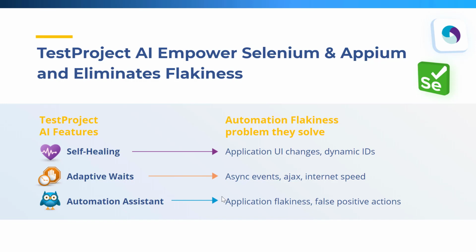For false positive, TestProject has the automation assistant that'll analyze each of your tests and detect when the action didn't reach its target goal. It'll attempt to fix it automatically for you. The second tool is the adaptive wait, a mechanism that will ensure all conditions are met so that the automation succeeds. It is very useful for different loading times and network connection speeds.